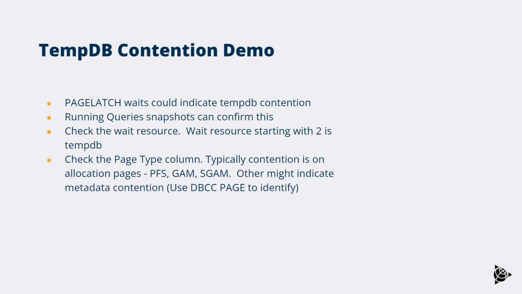This is a recap of our TEMPDB contention demo. Page latch waits could indicate TEMPDB contention. The running query snapshots can confirm this. So we're looking at the wait resource. A wait resource starting with 2 is TEMPDB. We can check the page type column. Typically, we see contention on allocation pages, such as page free space, global allocation map, and shared global allocation map. We might also see other page types listed. This can indicate metadata contention. In this case, you can use DBCC PAGE, and that can identify the object that you're seeing contention on.